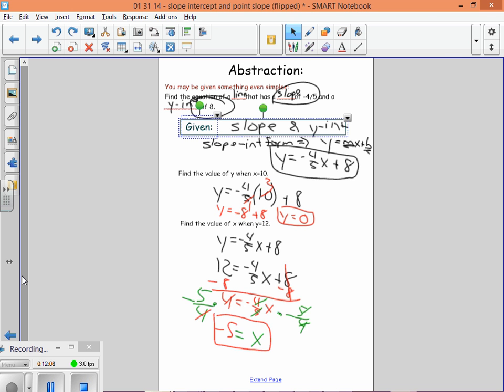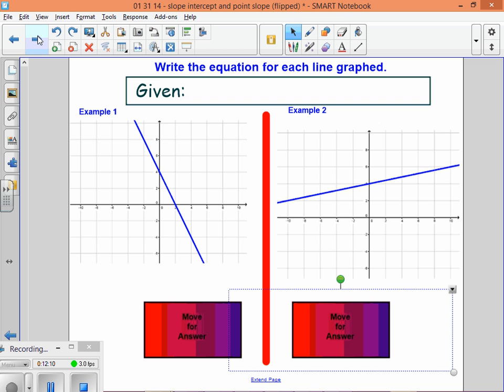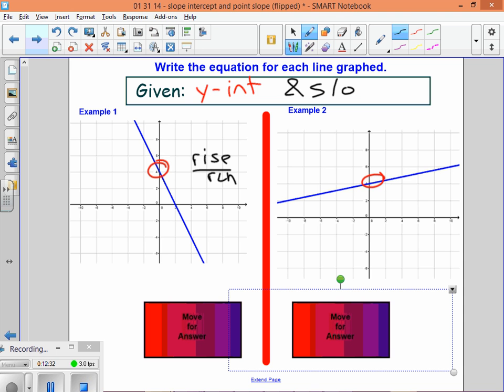Okay, we're going to move on for time's sake. Write the equation for each line that is graphed. Now, the given information looks a little different here, but from any graph, you can easily see the y-intercept and your slope, because it's rise over run. So the easiest thing to do is write these in slope-intercept form.